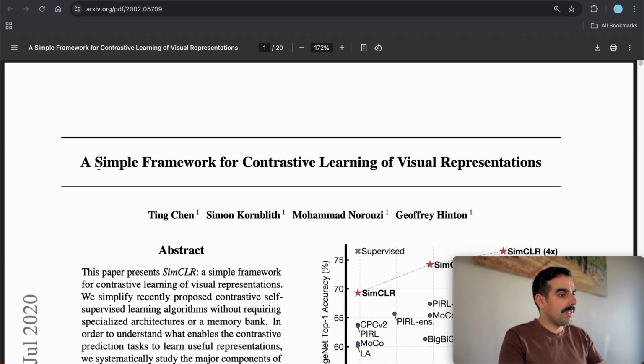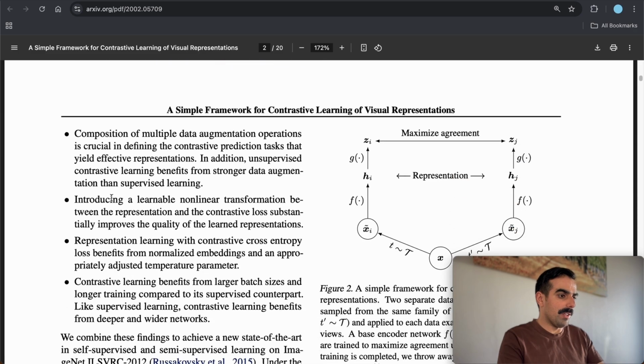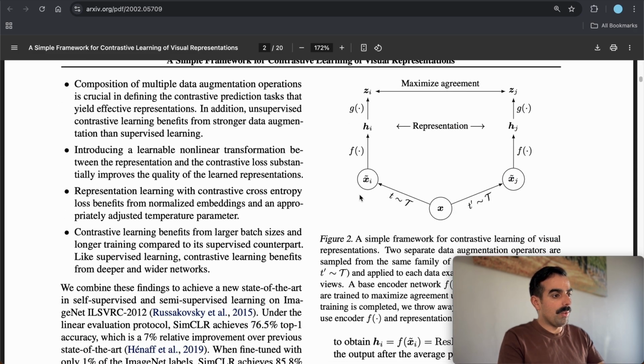SimCLR is this paper, A Simple Framework for Contrastive Learning of Visual Representations. The major contributions of this paper were the projection head and the augmentations. So we have an image, we make 2 augmentations of the same image, and we get the visual representations from the neural net. These are the representations, h_i and h_j. Then we use a projection head to get the projections and maximize the agreement between the two projections, the two positive pair, and minimize the agreement between the current view and negative views.